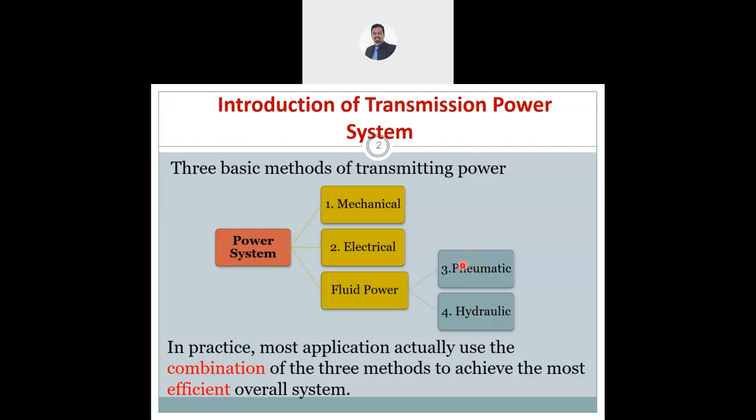Okay, so we have two systems, pneumatic and hydraulic. In this subject, we will study specifically pneumatic and also hydraulic. Maybe you have other subjects that cover mechanical and electrical power, but in this subject, we will study pneumatic power and hydraulic power. In practice, most applications actually use a combination of the three methods to achieve the most efficient overall system. If you go to industry, you won't see a system comprising only pneumatic or only hydraulic. Normally we will have a combination of mechanical, electrical and fluid power. The reason is to achieve the most efficient overall system.